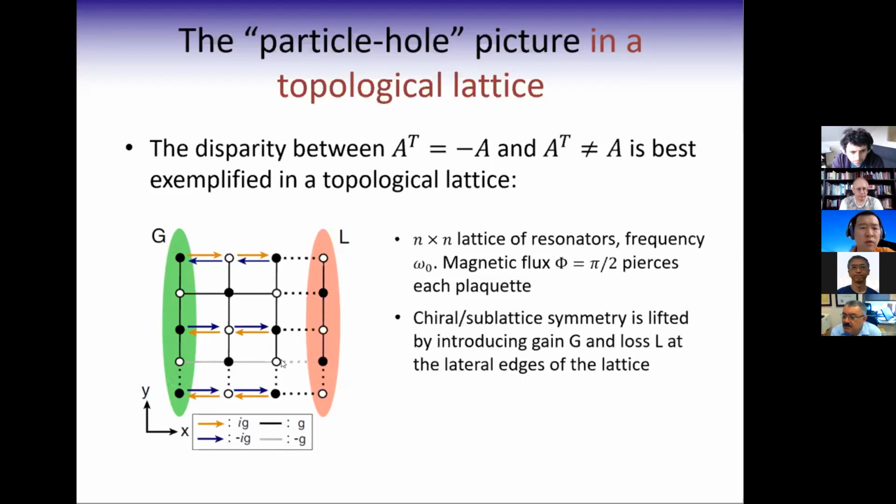So like I said, we have the gain edge and loss edge, and also this system has a zero mode if the number of lattice sites in a row or in a column is an odd number. If it's an even number, we don't have this zero mode.